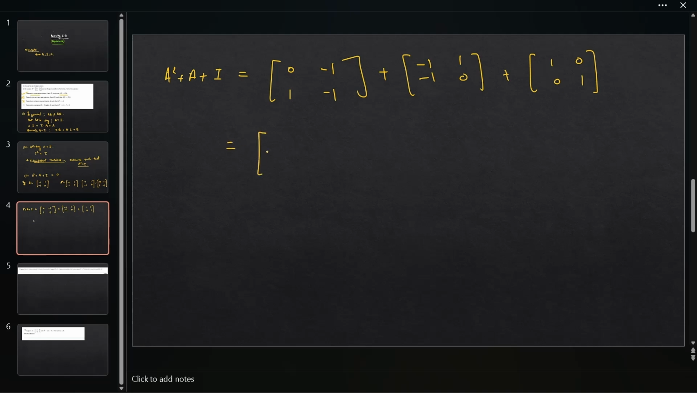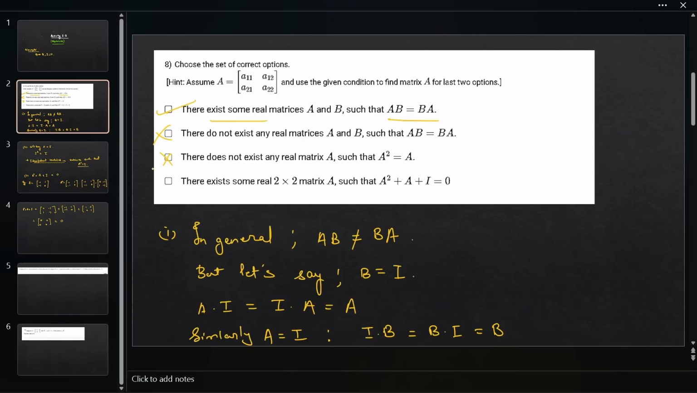So now if we add all the terms, what do we get? 0 plus minus 1 plus 1 is 0, minus 1 plus 1 is 0, 1 minus 1 is 0, and minus 1 here and 1 here is 0 again. So that is equal to 0. That means we have shown an example where A square plus A plus I is equal to 0. So there exists some real 2 cross 2 matrix A such that A square plus A plus I is equal to 0. So that was all about question 8.